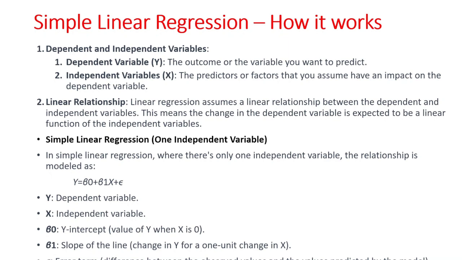Representing this in a mathematical equation: y, which is the dependent variable, equals beta 0 plus beta 1 x plus some error term. Y is the dependent variable, x is the independent variable, beta 0 is the y-intercept, which is the value of y when the x variable is 0, beta 1 is the slope of the line, which is the change in y for 1 unit change in x, and the error term is the difference between the observed values and the values predicted by the model.